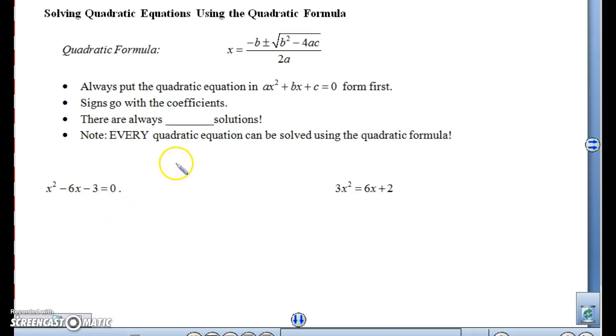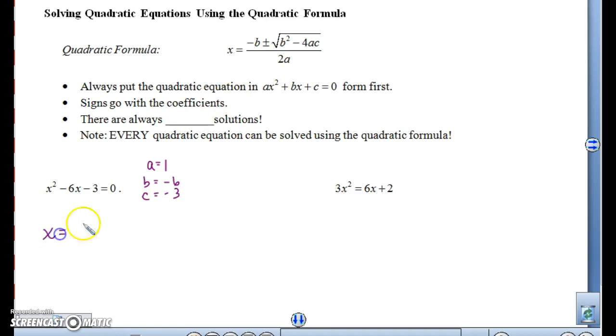All right, now I like to write my a, b's, and c's out inside so I have them. My a value is the coefficient on the x squared, which is 1. B value is the coefficient on the middle term, so that's going to be negative 6. Don't forget your sign. And your c value is going to be negative 3. So there are your values. All you have to do is plug them into the formula that's up above.